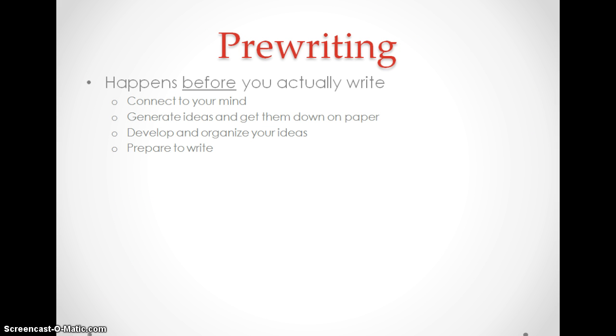The first step of the writing process is pre-writing. This step actually happens before you write. It's where you connect with yourself and think about your own thinking, which is called metacognition and is covered more in your textbook. You also generate ideas during this step and get them on paper, eventually organizing them as you prepare to write.